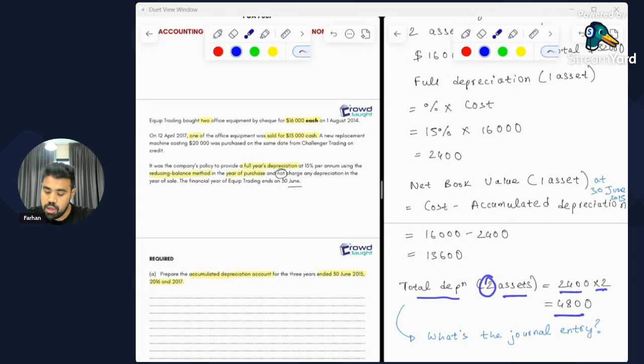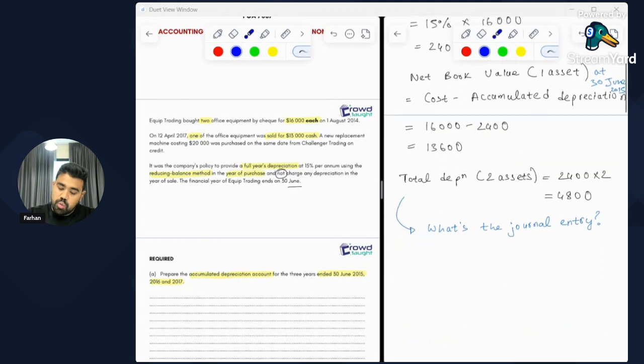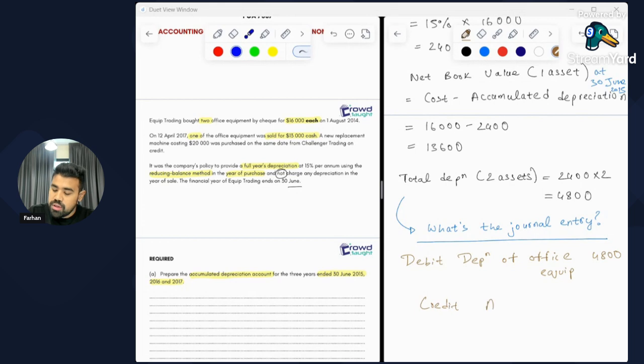Make sense? All right. Now, I want to ask you a question. What's the journal entry to record the total depreciation for office equipment that we have in the first year of usage, which is for the year ended 30 June 2015? How do we journalize this? The way to journalize this would be to debit depreciation. I'm just going to write DEPN in short. So depreciation of office equipment, all right, by 4,800, and then we would credit the accumulated depreciation account.